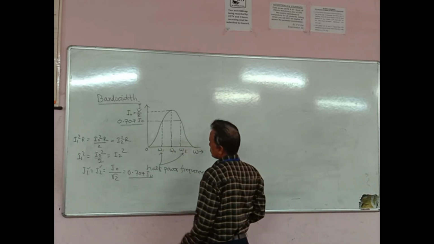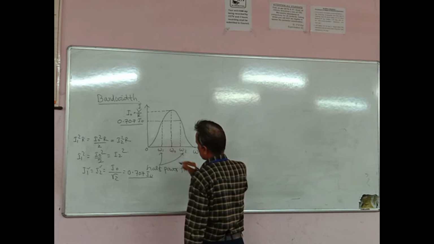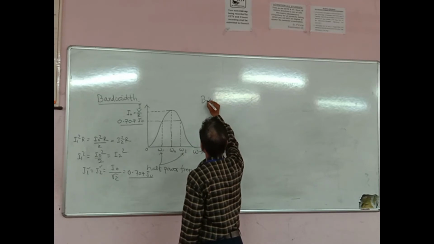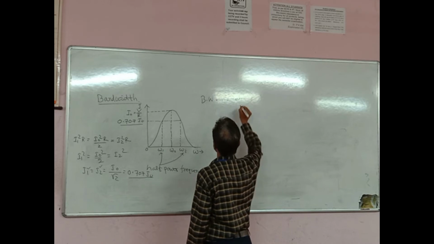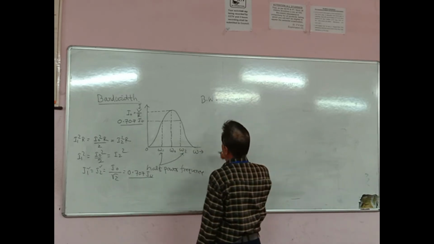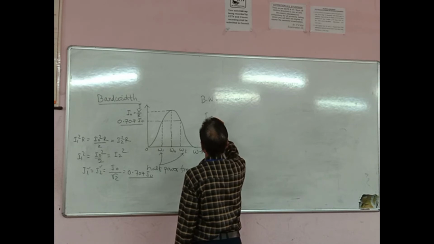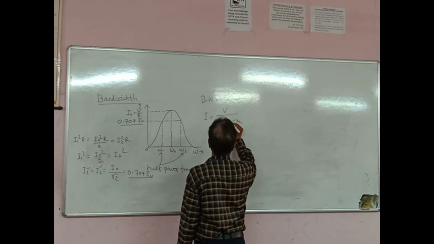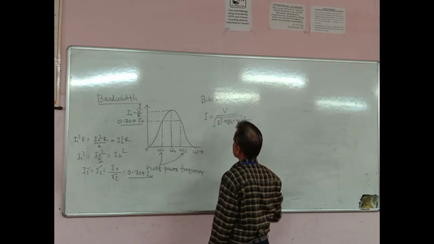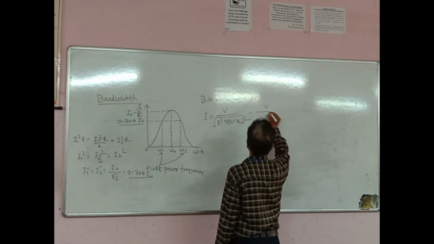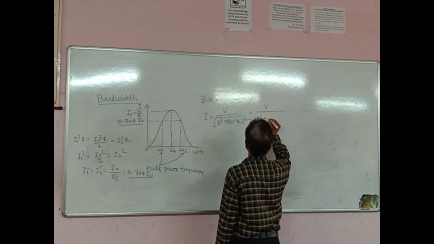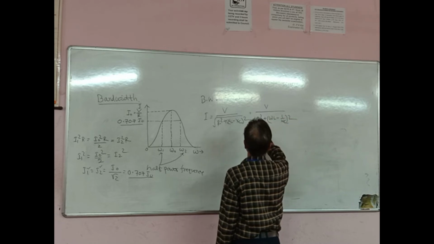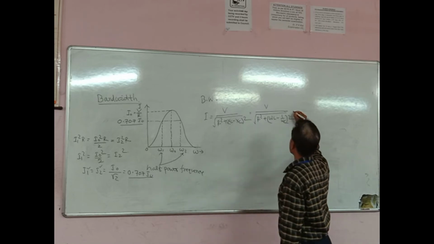Now the bandwidth is the range of frequencies between omega 2 and omega 1, so you can write bandwidth is equal to omega 2 minus omega 1. Let us derive the expression for bandwidth. I is equal to V by the square root of R square plus (XL minus XC) whole square. That comes to V divided by the square root of R square plus (omega L minus 1 by omega C) square. Suppose this is expression 1.